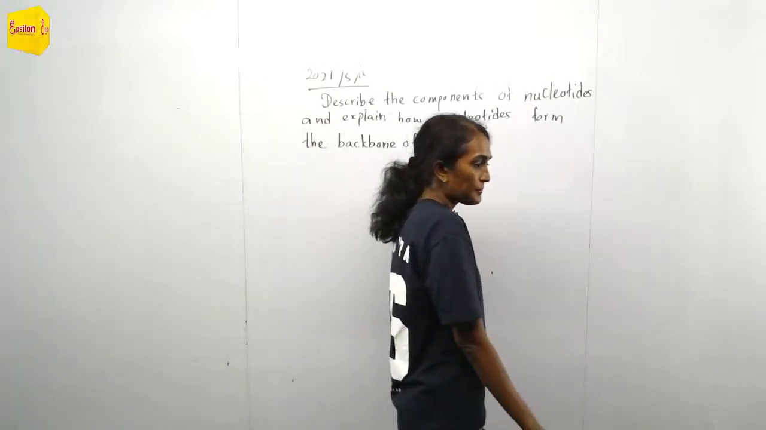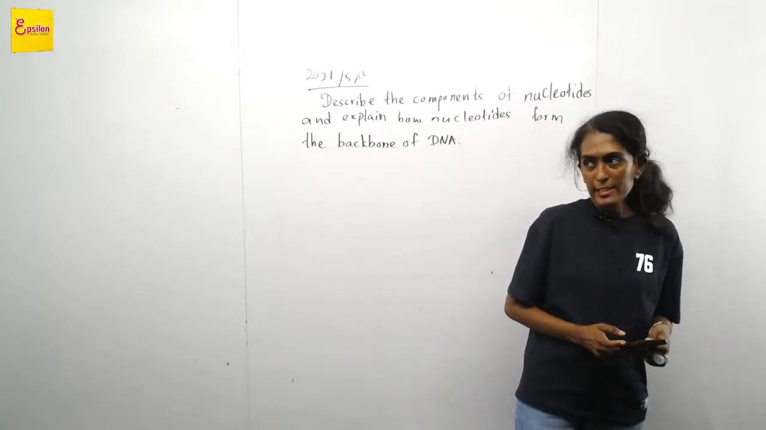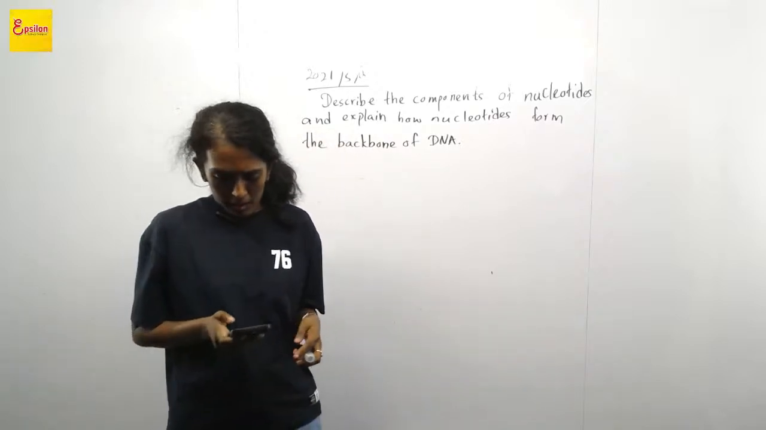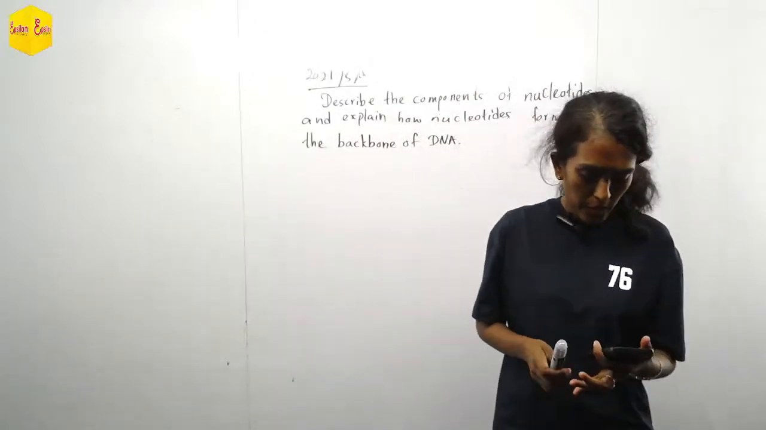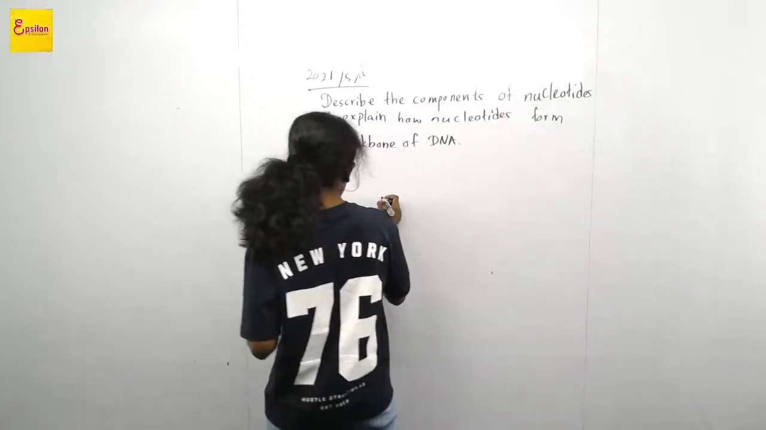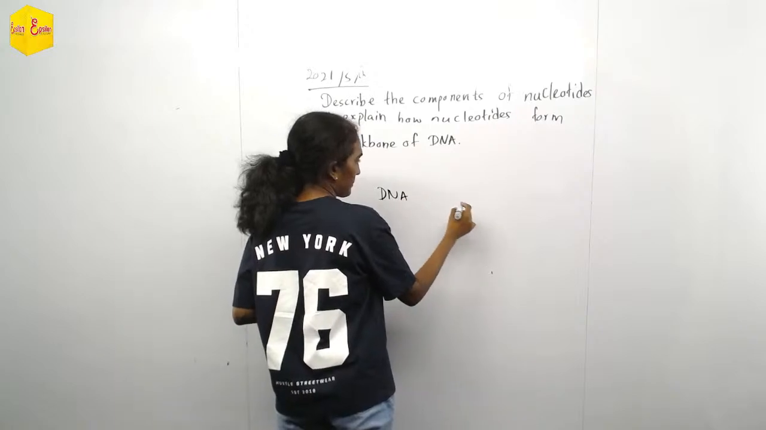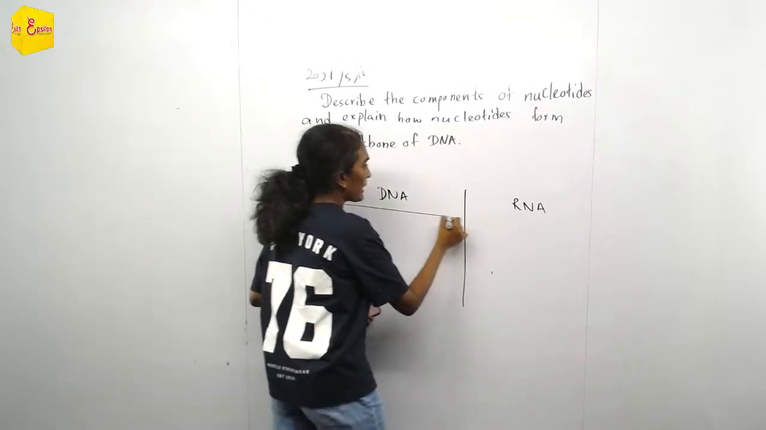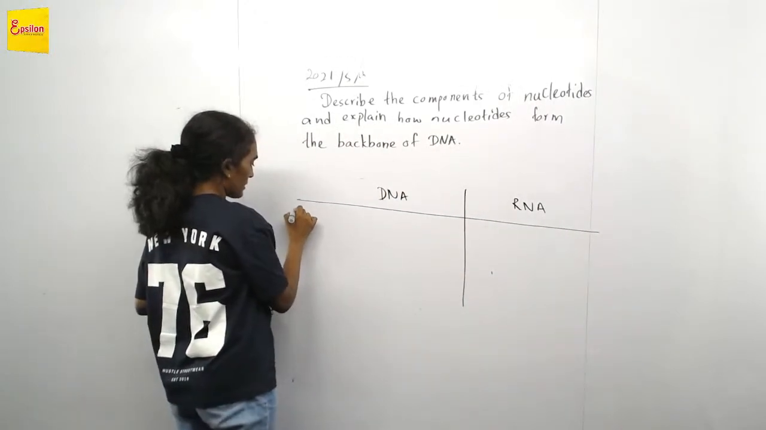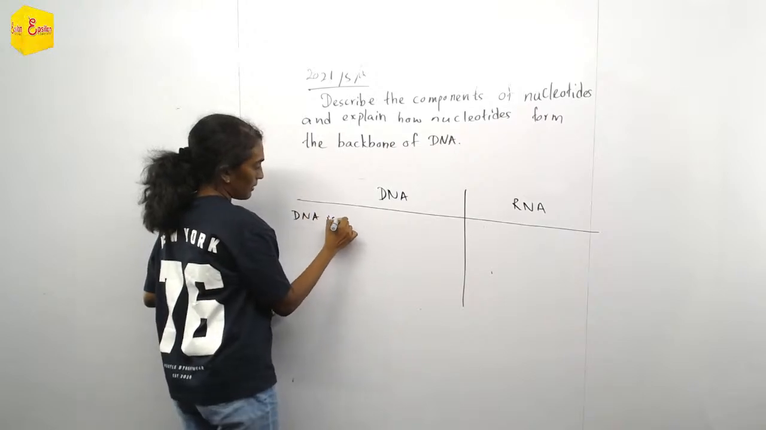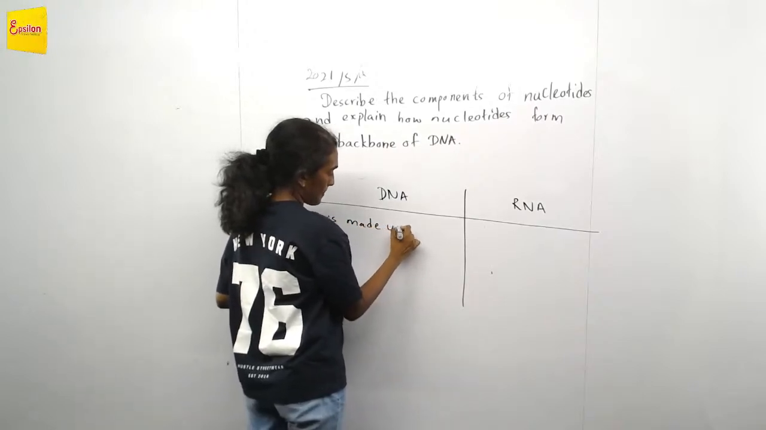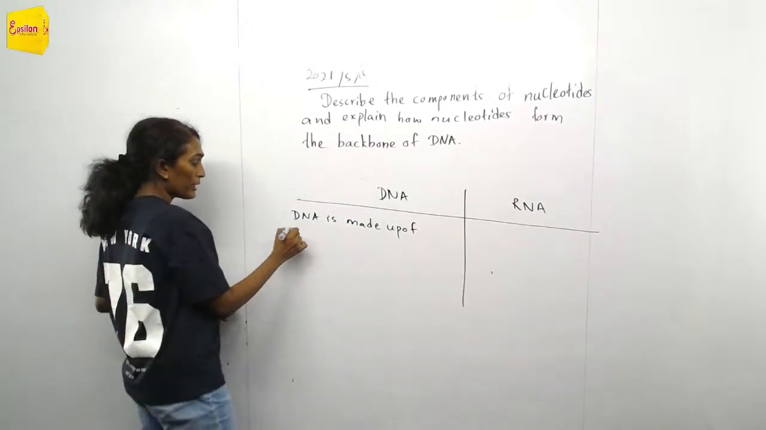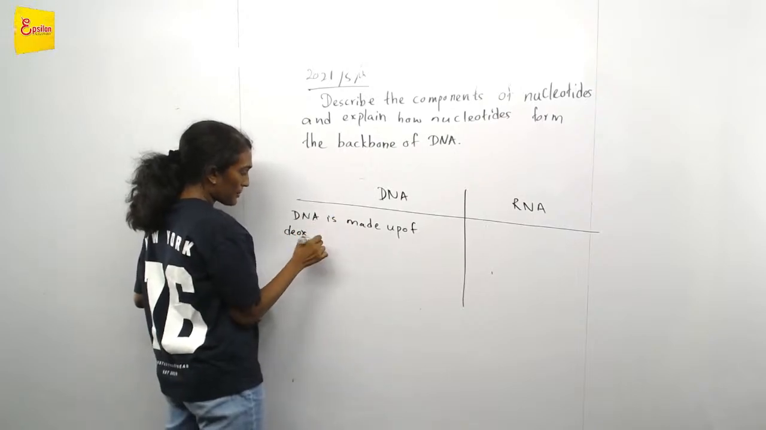Right. What are the structural differences between DNA and RNA? We'll write the best ones first. DNA is made up of what? Deoxyribonucleotides. That's the best difference between these two, isn't it?